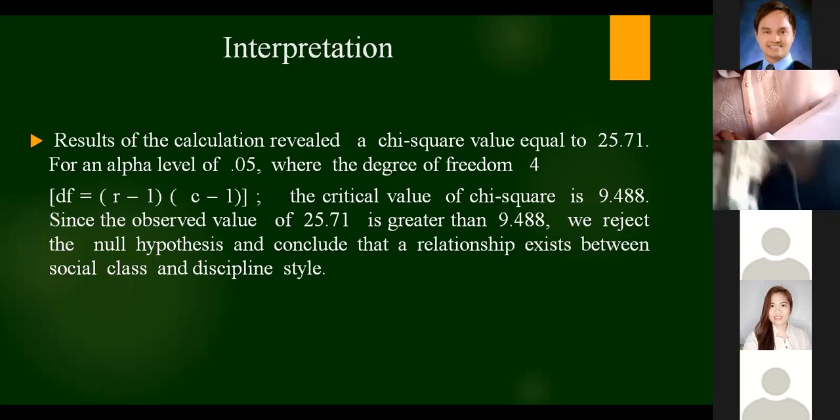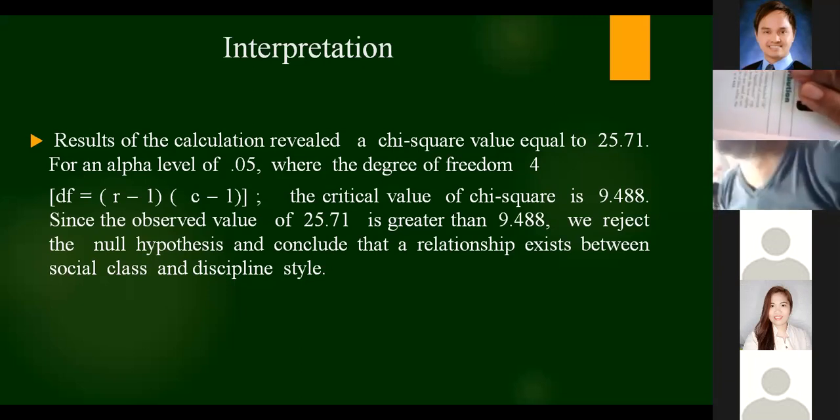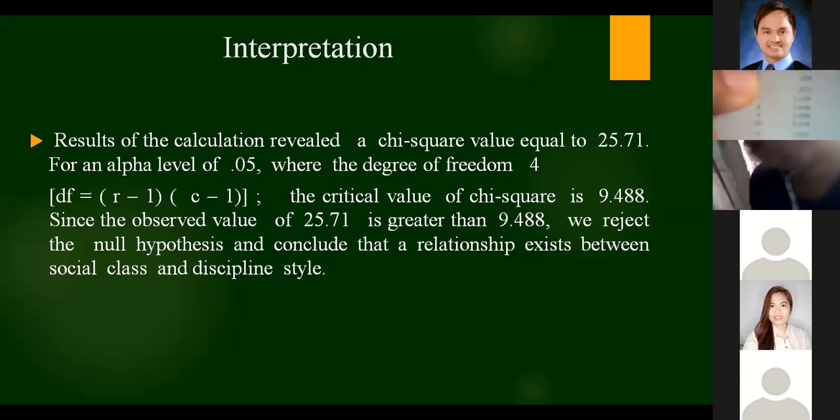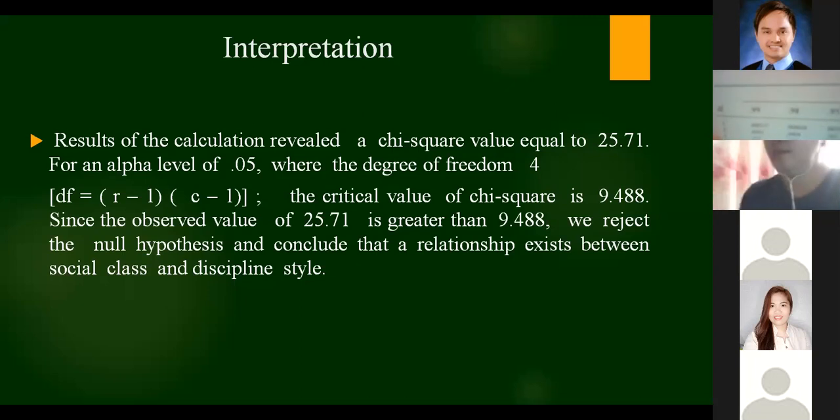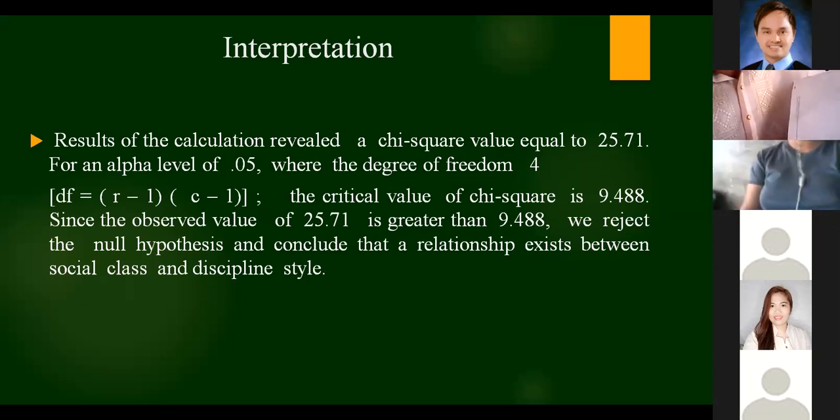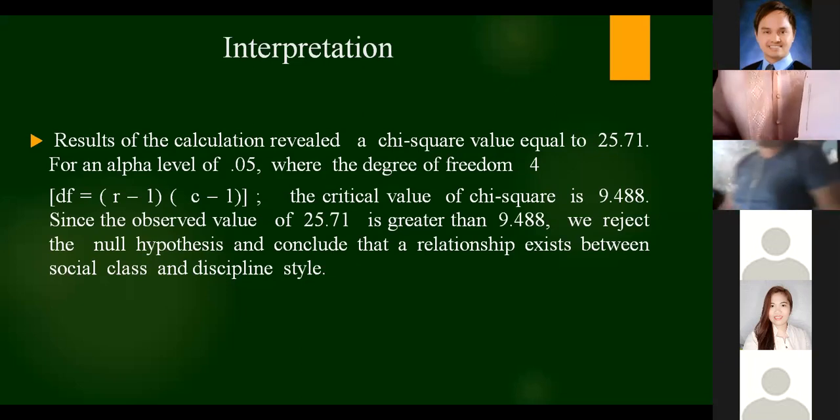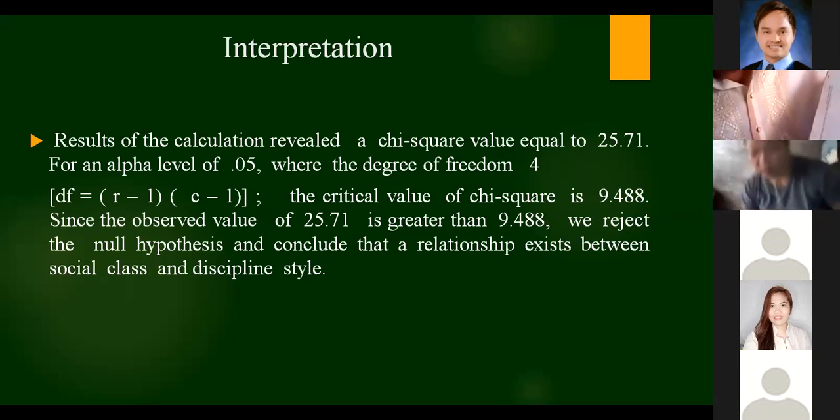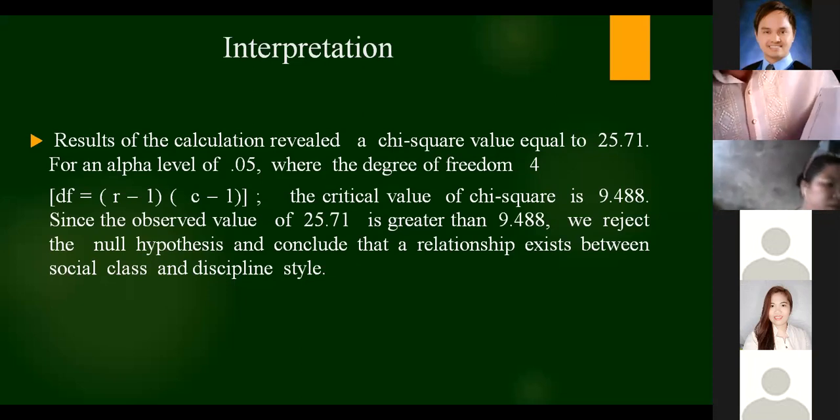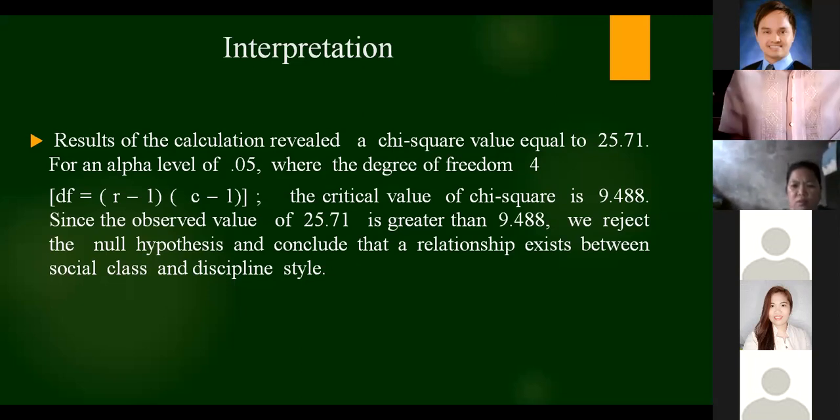Degree of freedom is 4. Tapos, ang alpha natin, dito sa horizontal. Degree of freedom, vertical. Tapos, pagtatapatin lang ninyo. 4 degrees of freedom and 0.05 alpha. At the point where the two lines intersect, you get 9.48.